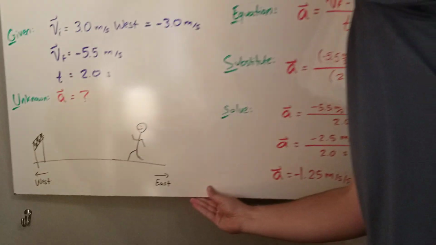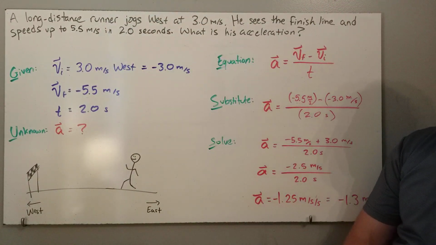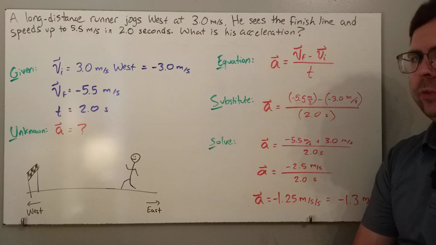All right, let's look at one last example. Quick word problem here. A long distance runner jogs west at 3 meters per second. He sees the finish line and speeds up to 5.5 meters per second in 2 seconds. What is his acceleration? All right, so let's do the GUESS method here.